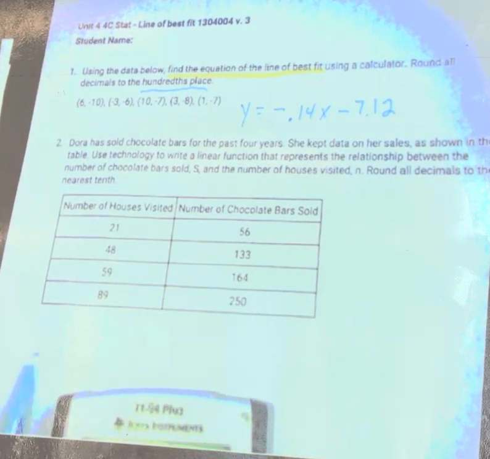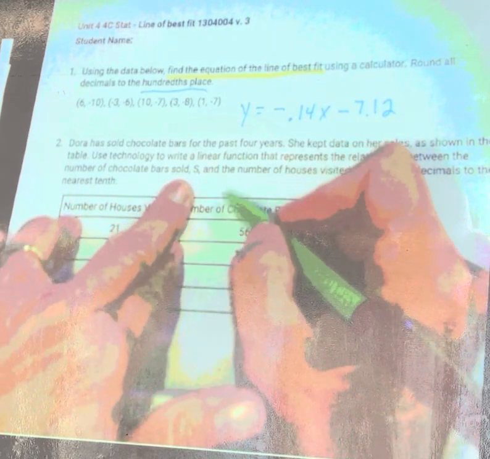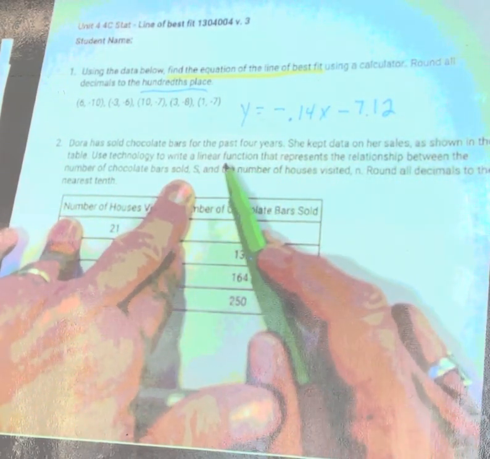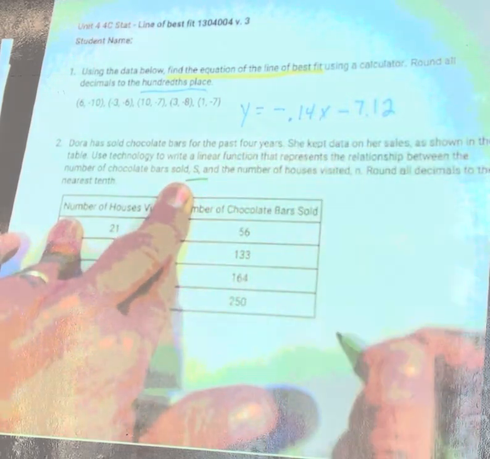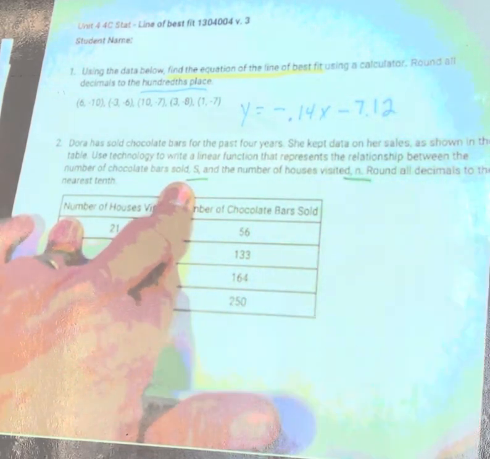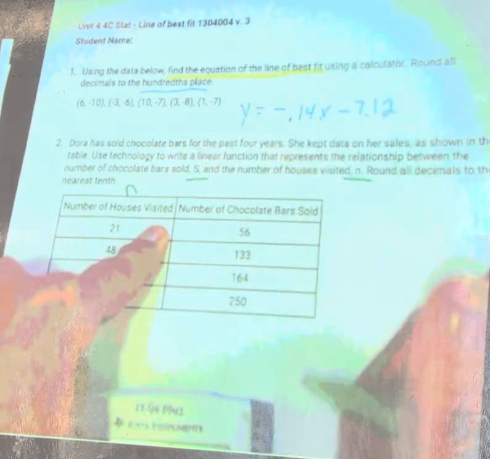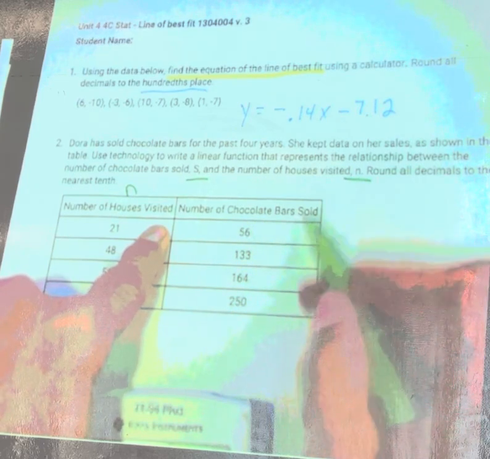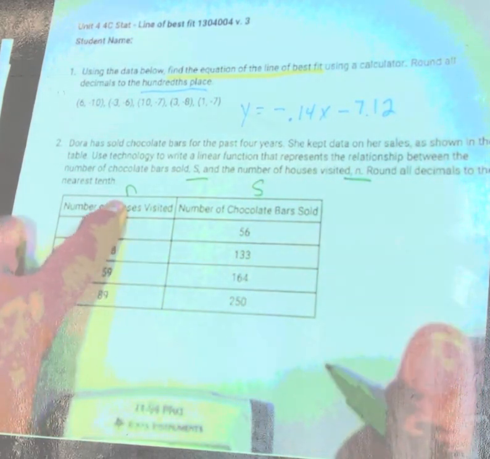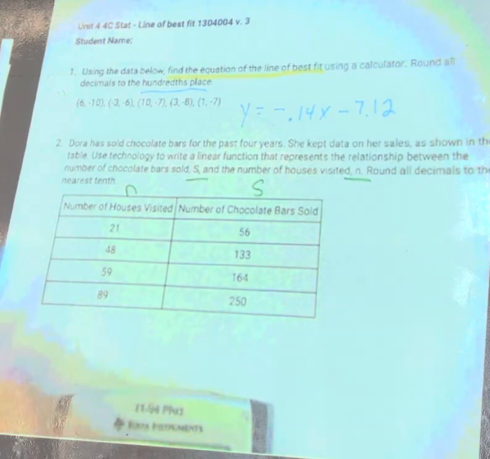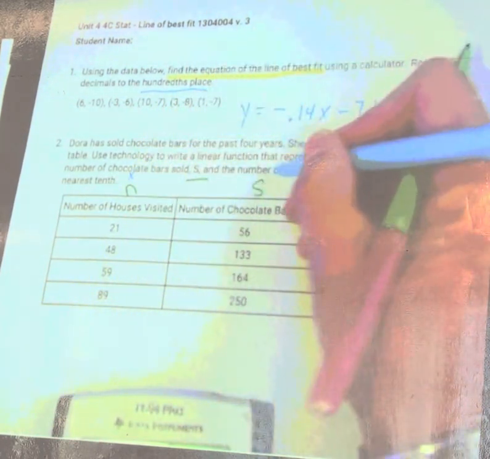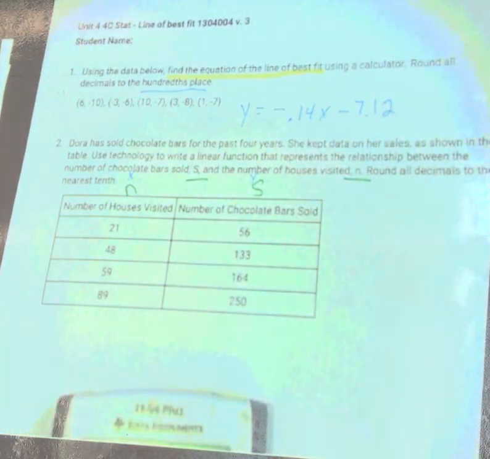Okay, number 2. Number 2 is where I often don't read. So make sure when it says you have number of chocolates sold S and the number of houses visited is N, it's giving you the variables. The number of houses visited is your N. The number of bars sold is your S. So instead of X, you're going to put N. Instead of Y, you're going to put S. If you don't, it will count it incorrect, unfortunately.